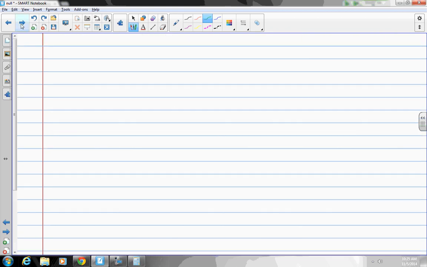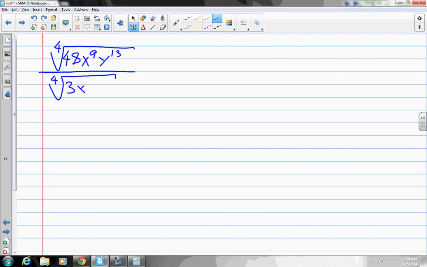But before we do that, let me just do a few more examples where we simplify things. How about we try the fourth root of 48x to the power 9, y to the power 13, divided by the fourth root of 3xy to the negative second power. Ooh.